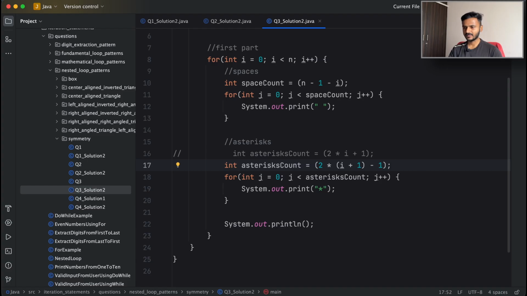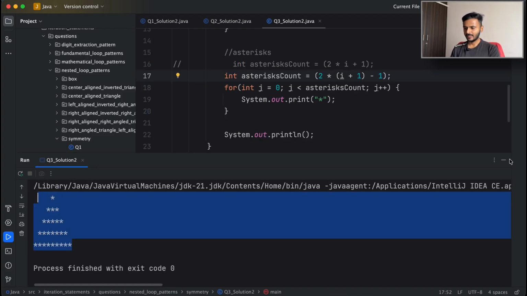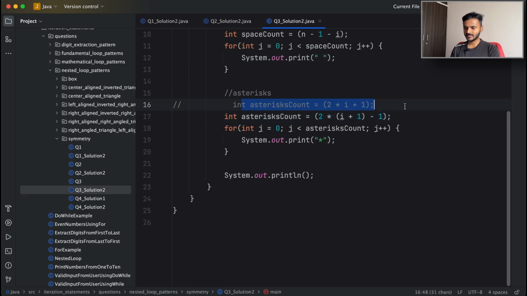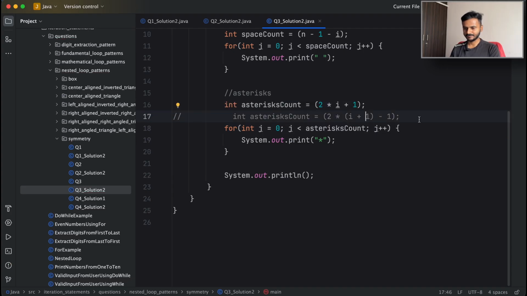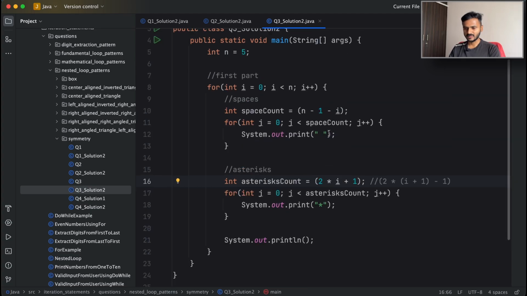So let's run the code to check if we get the same output, and we do. So either this expression or this expression, both are fine, right? Let me comment this out and uncomment this. And let me just cut the expression from here, delete this and put it here. All right, so this is the first part.